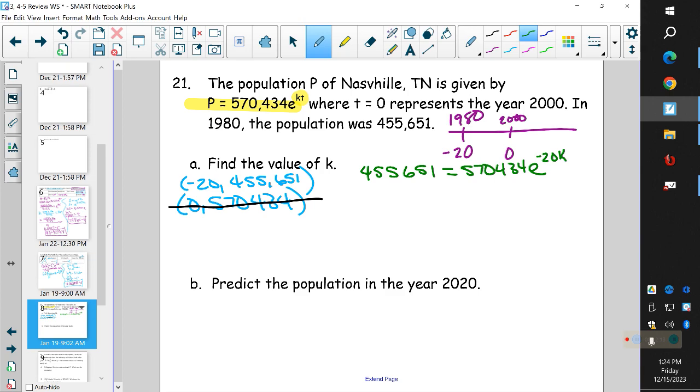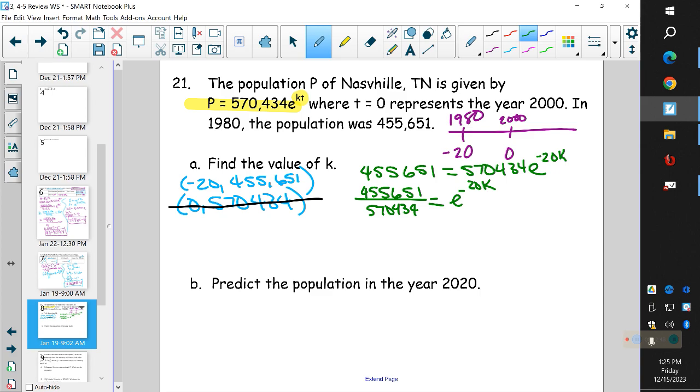It is the rate at which my population is growing or decaying. And in this situation, is my rate inclining or declining? Increasing, right? It's increasing. I have an incline there. Yes, it's growing. All right? So how do I solve this? What do I do first? Divide. Yes, so 455,651 divided by 570,434 is equal to e to the negative 20k.